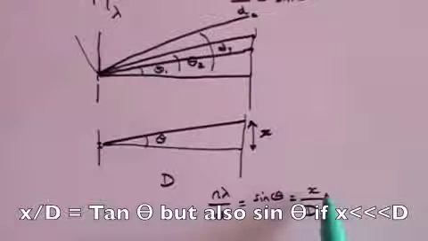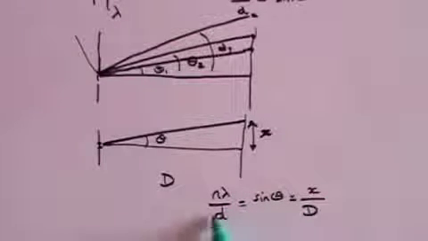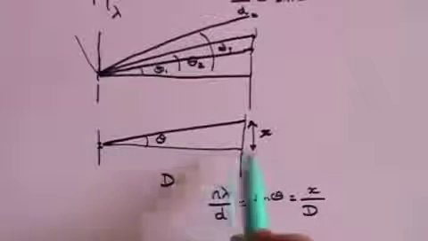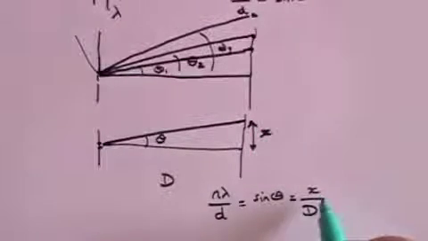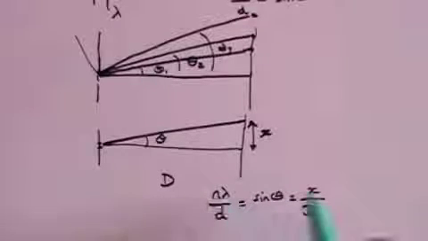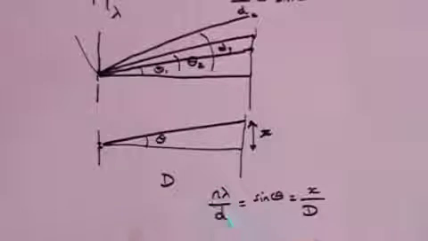And so we now can, if we know the wavelength, we know the gap between the slits, we know the distance from the slit to the screen, we can calculate how far up the screen the first fringe will be if n is 1. We can also work out what x will be if n is 2, and so on.